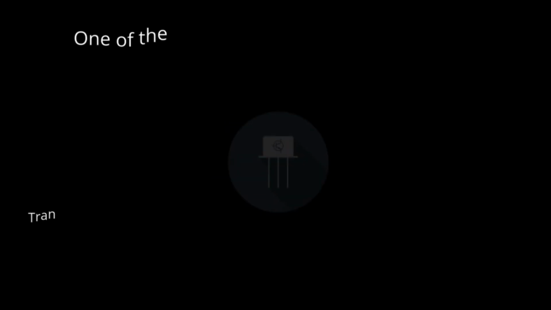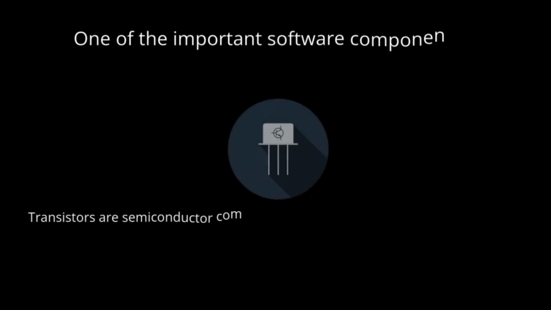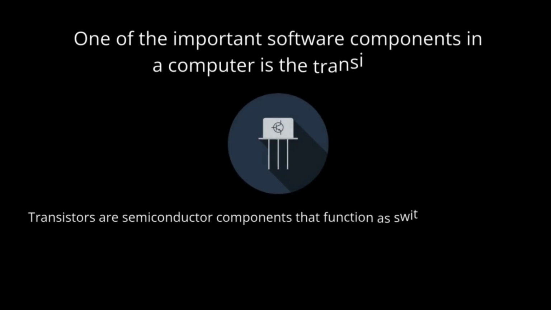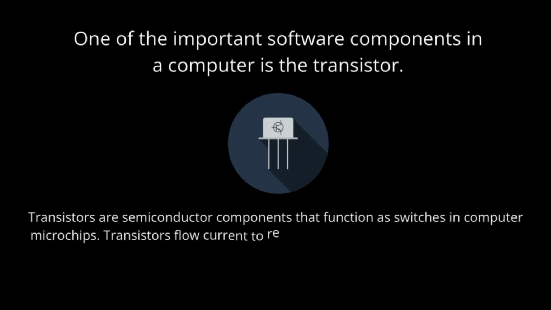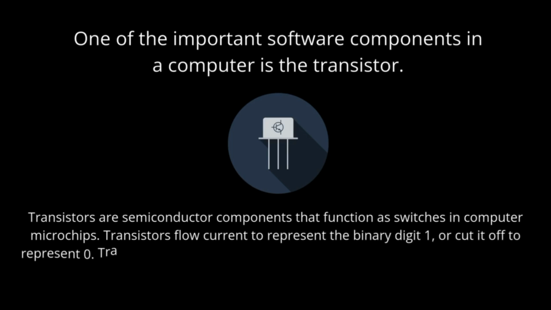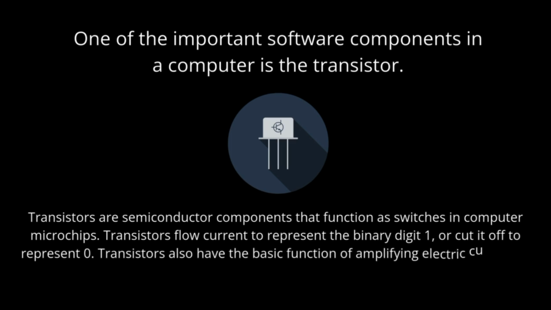One of the important software components in a computer is the transistor. Transistors are semiconductor components that function as switches in computer microchips. Transistors flow current to represent the binary digit 1, or cut it off to represent 0. Transistors also have the basic function of amplifying electric current or blocking its flow.